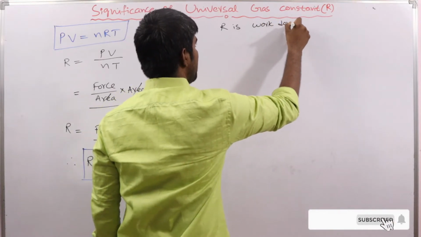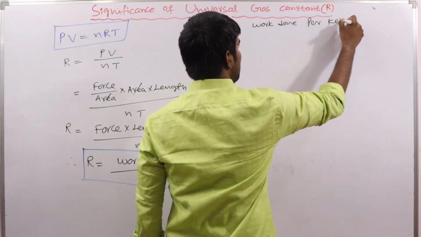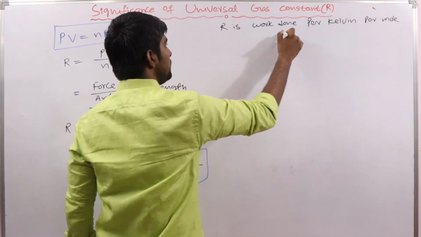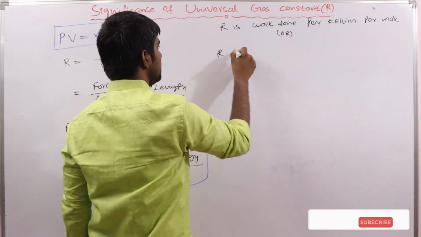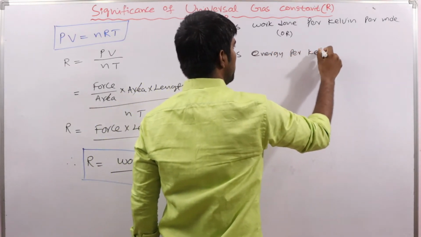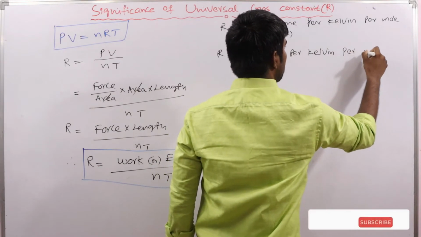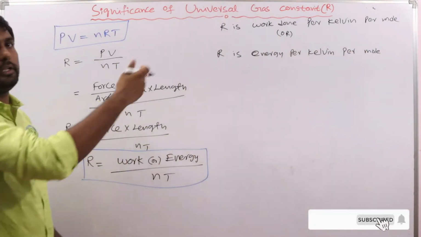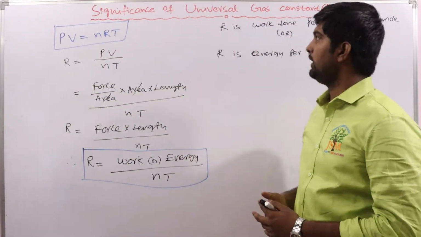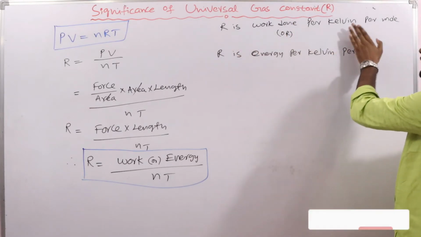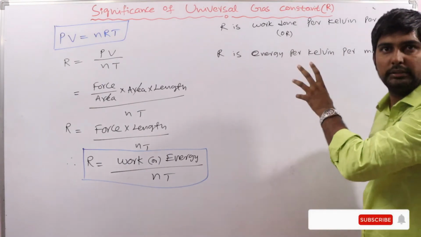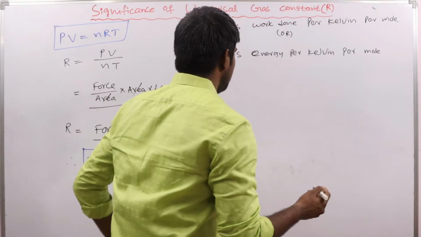R is work done per Kelvin per mole. R also we can define as energy per Kelvin per mole. So what does this mean? That we will discuss right now. What is the universal gas constant? R is work done per Kelvin per mole, or R is energy per Kelvin per mole. What is this? We will discuss it with a simple experiment.